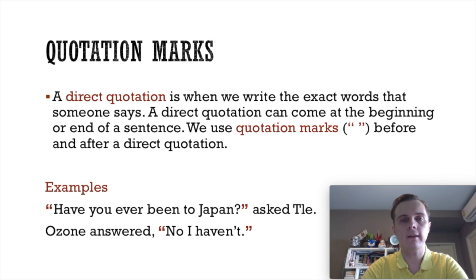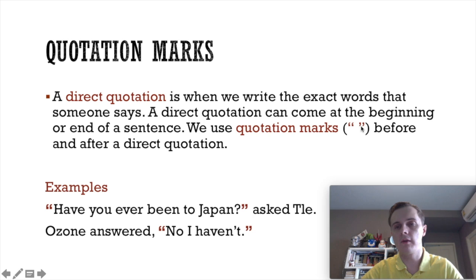So, a direct quotation is when we write the exact words someone says. And a direct quotation can be at the beginning or the end of a sentence. And we use quotation marks before and after a direct quotation. So we use these quotation marks that look like 2 sixes before the first word someone says. And we use these 2 quotation marks that look like a pair of 9s after the last word someone says.